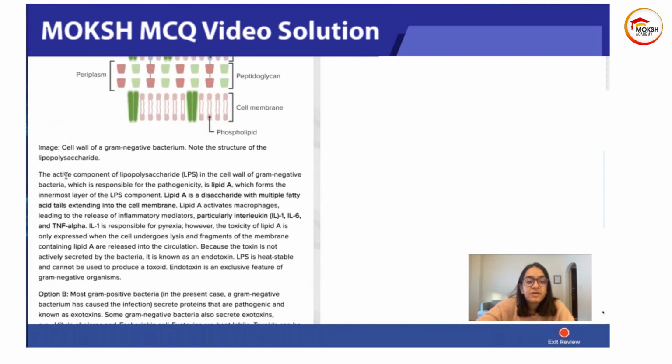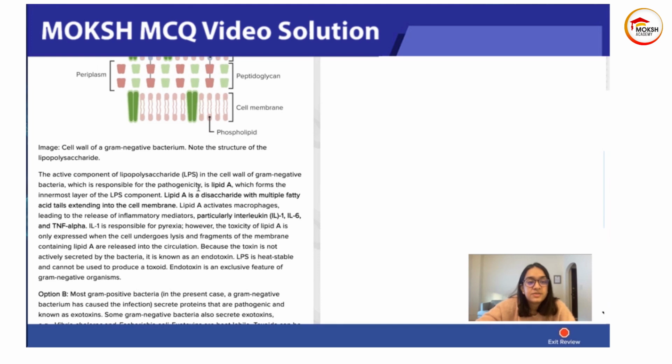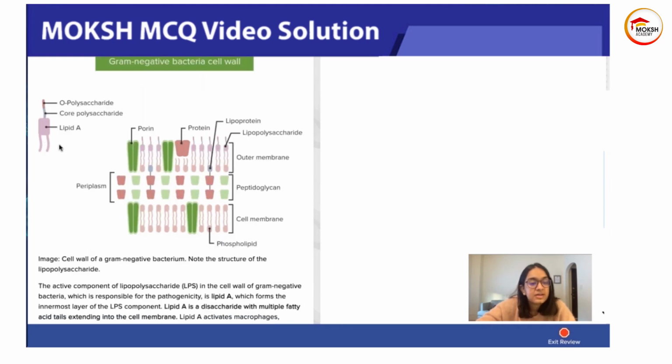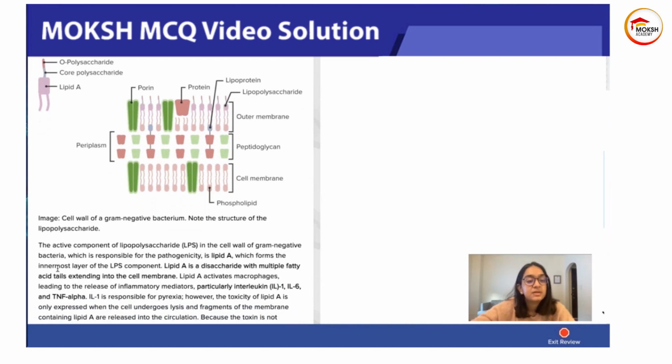The active component of the lipopolysaccharide in the cell wall of gram-negative bacteria is lipid A. So this is what the lipopolysaccharide looks like. It has three components: the O polysaccharide, the core polysaccharide, and the lipid A. The lipid A is the one which is most pathogenic. It forms the innermost layer of the lipopolysaccharide component. It is a disaccharide with multiple fatty acid tails extending into the lipid membrane.